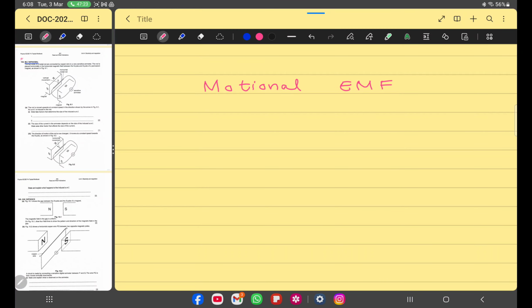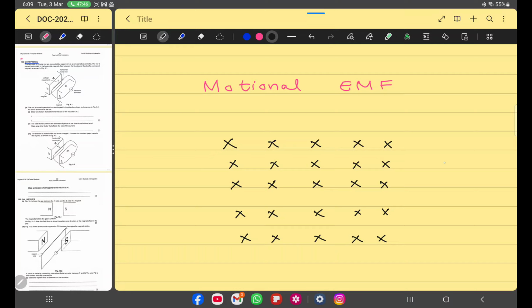So what is motional EMF? I'm going to explain. Consider I have two magnets. One of them I have placed out of the screen. The other one is placed behind the screen. So I am drawing a magnetic field into the page. Magnetic field lines into the page.